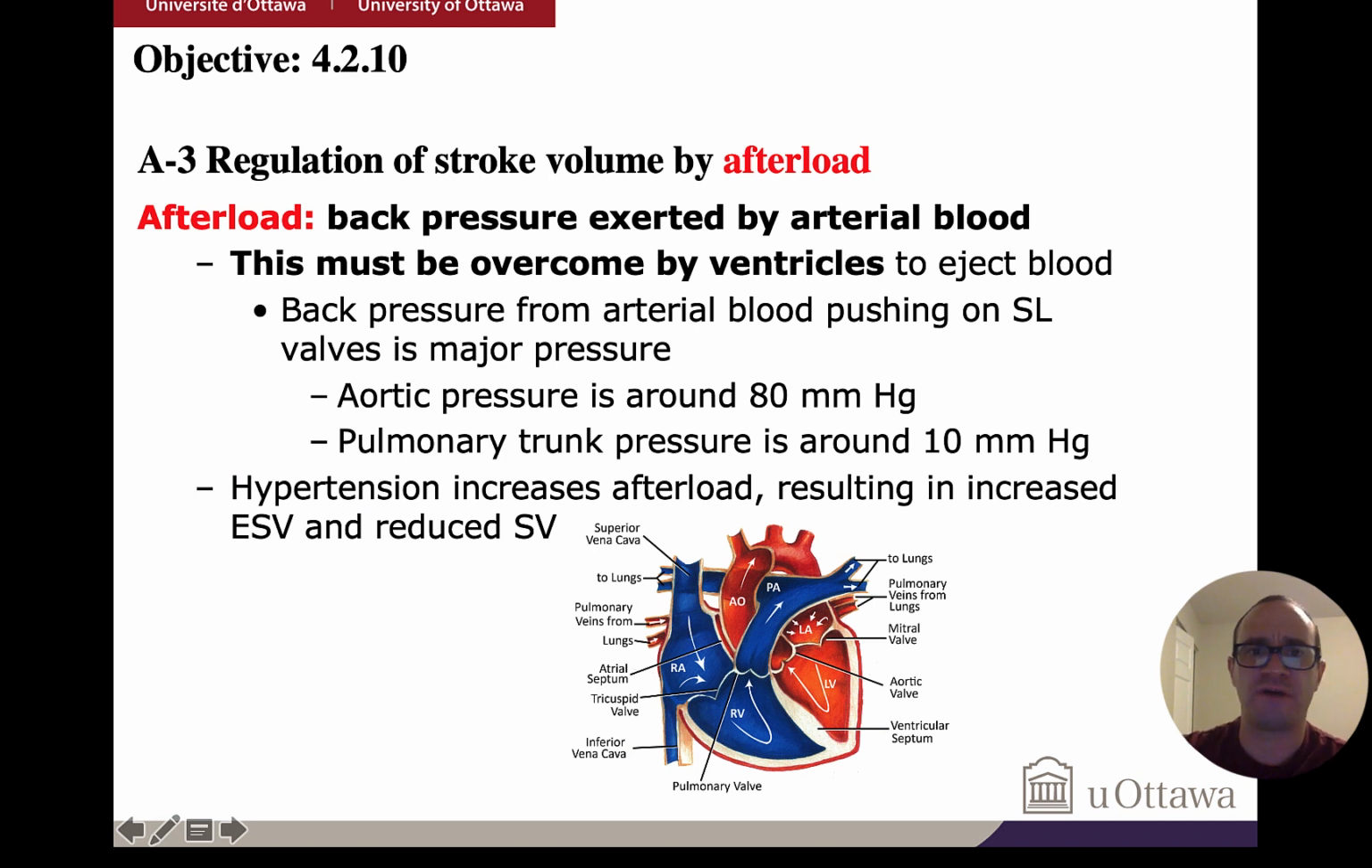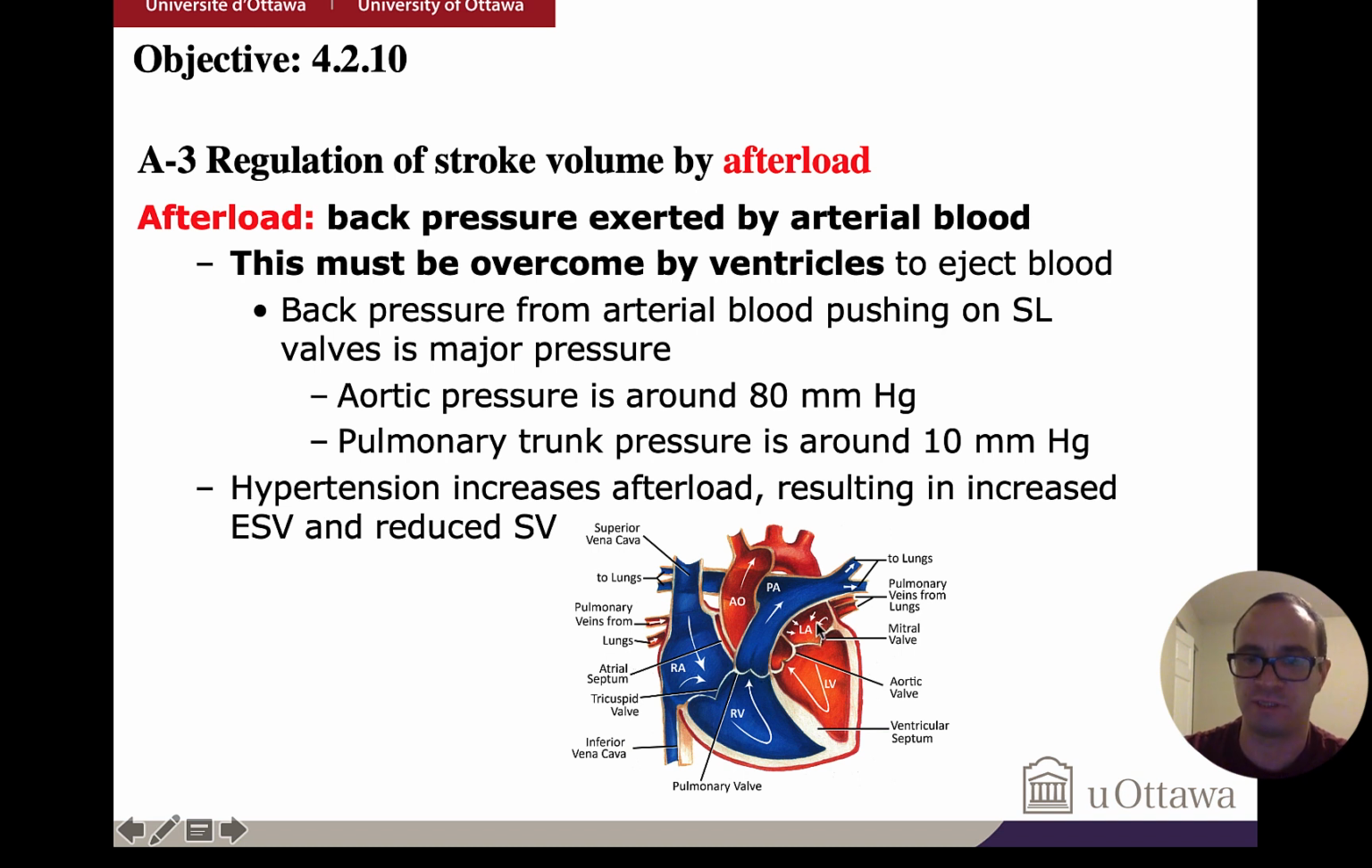Okay, the final thing that can regulate stroke volume is something called afterload. Afterload is simply, the easiest way to think about it is the back pressure put on the blood that's trying to be pumped out. So imagine this ventricle contracts here and the blood wants to go out in this direction. So follow my cursor, going out in this direction. But there could already be fluid there. And that fluid is going to basically put pressure backwards.